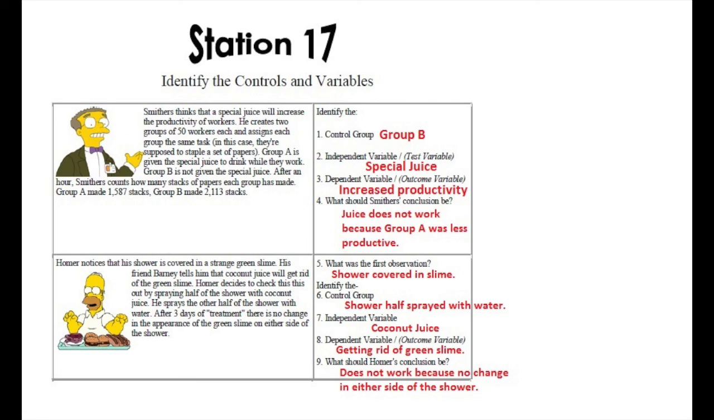All right, rounding it out with Station 17, Smithers. His control group is Group B because this is the group that does not get the special juice. That's control group A, or that's Group A is the testing group. The control group is B. The variable is special juice. The dependent variable is an increase in population, and according to the research, this does not work, as well as neither does Homer's coconut juice because it doesn't get rid of the slime.